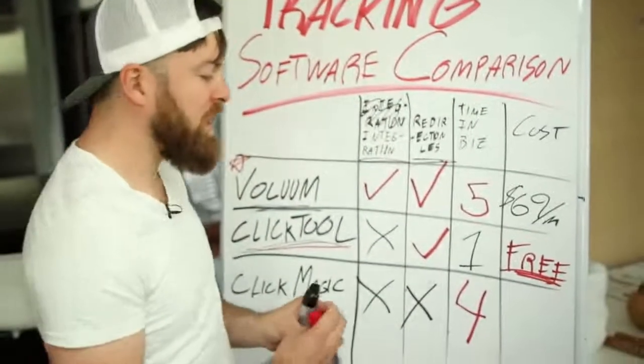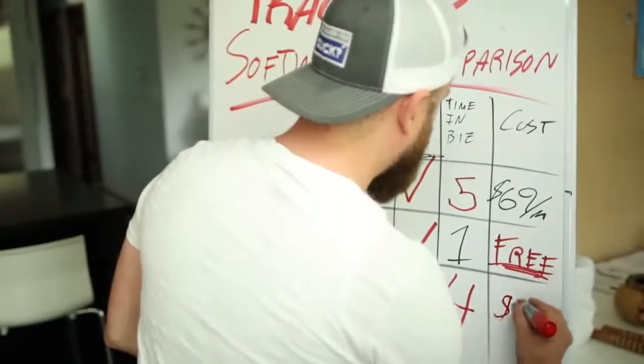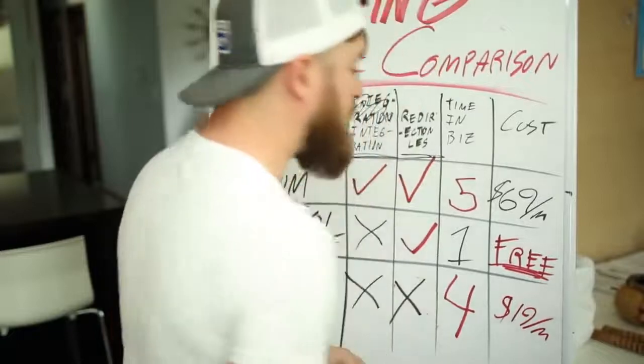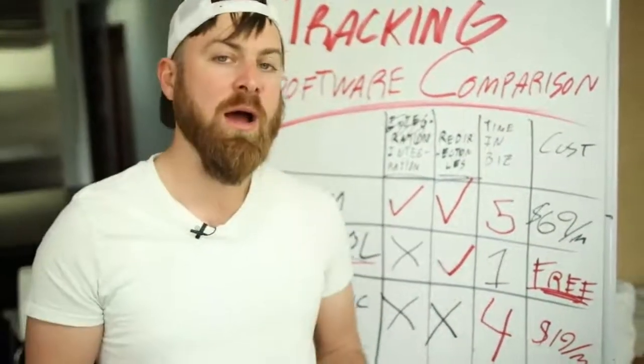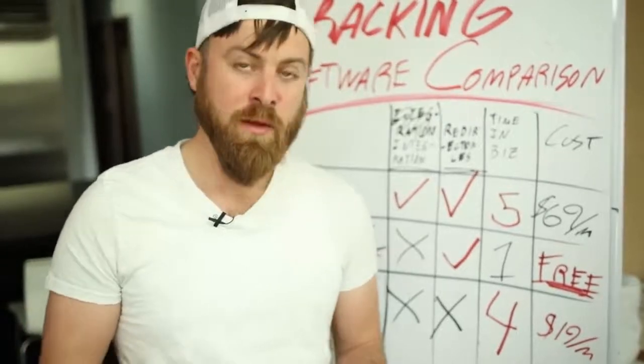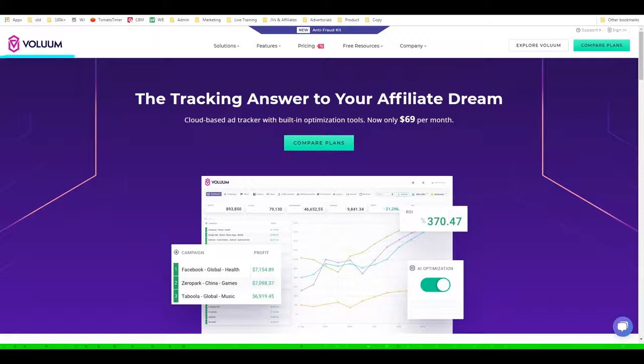Now, the last one, ClickMagick, scores pretty well, good as well. I think their cost is $19 a month or something very cheap like that. So they score very well on that category as well. Let's go over to my computer and we'll check out these websites. These are the different company websites, so you know what I'm talking about.